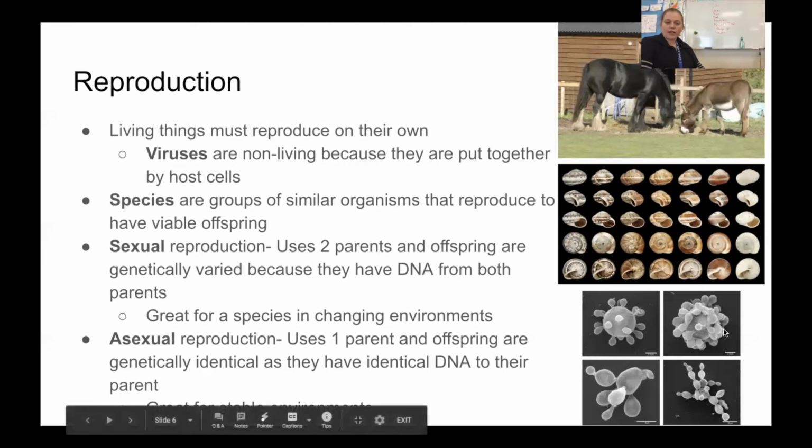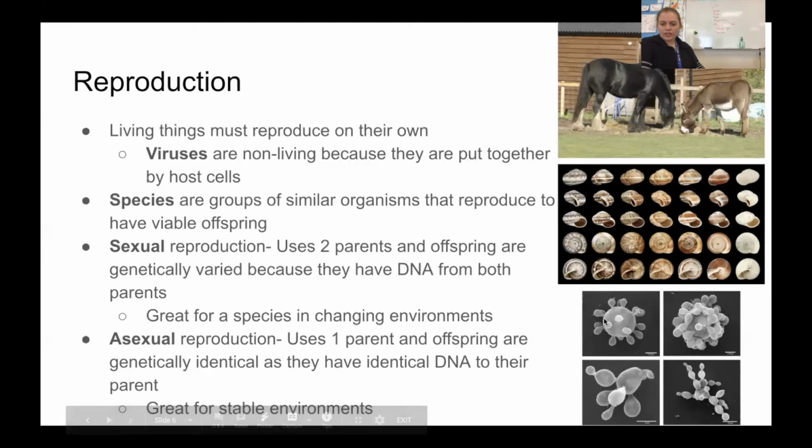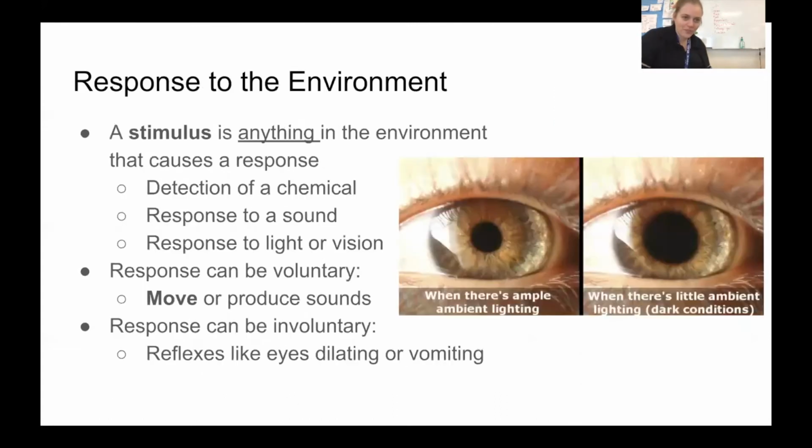This is an example of asexual reproduction in yeast. This is one yeast cell here, and then you can see all these tiny little buds coming off of it. And it's basically cloning itself. So we call that budding, and we'll talk more about that later.